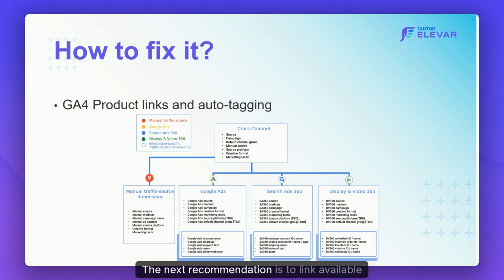The next recommendation is to link available Google products with GA4. Link the Google Ads account with the GA4 property and enable the auto-tagging feature on the related Google product. On top of this, feel free to utilize the GA4-compliant UTM parameters on Google Ads along with auto-tagging. Linking Google Ads and enabling auto-tagging will allow GA4 to have campaign-level data.